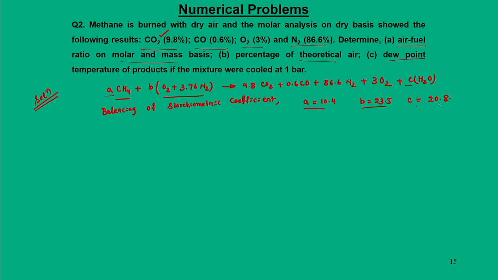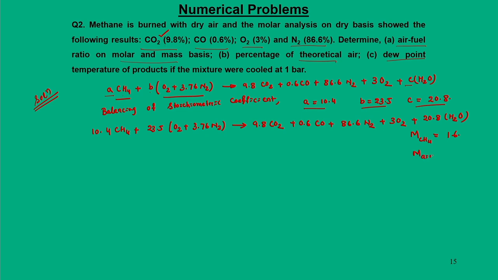Now, once we have this, we are in a position to write the complete balanced equation, that is 10.4 times CH4 plus 23.5 times O2 plus 3.76 N2 will give you 9.8 CO2 plus 0.6 CO plus 86.6 N2 plus 3 O2 plus 20.8 H2O.